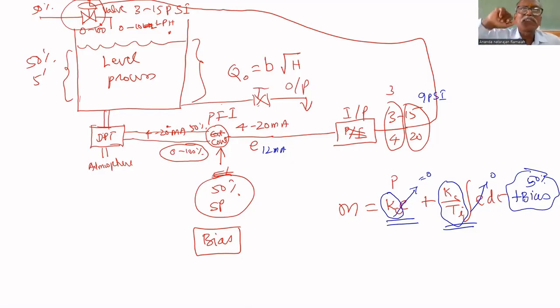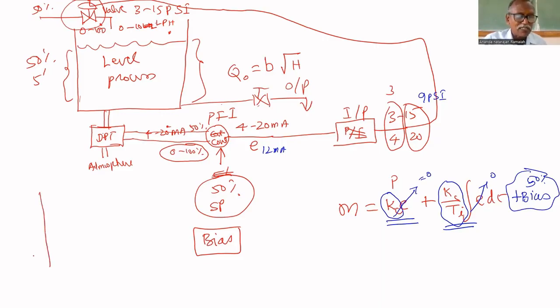If the time constant is large, what is the meaning? If the time constant is small, what is the meaning? Why is time constant important? A large time constant means it takes a long time, a slow device. A very small time constant means it quickly reaches the final value. Have you understood this? So time constant is important.